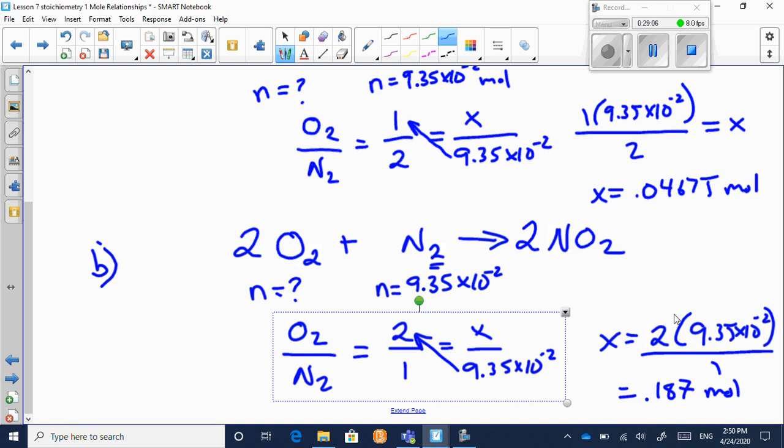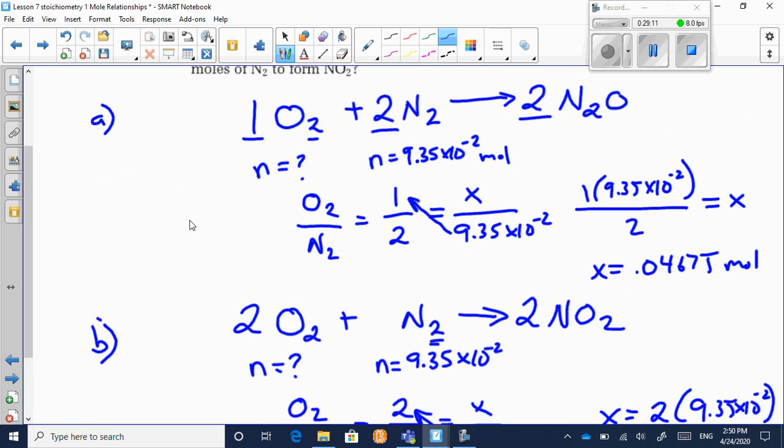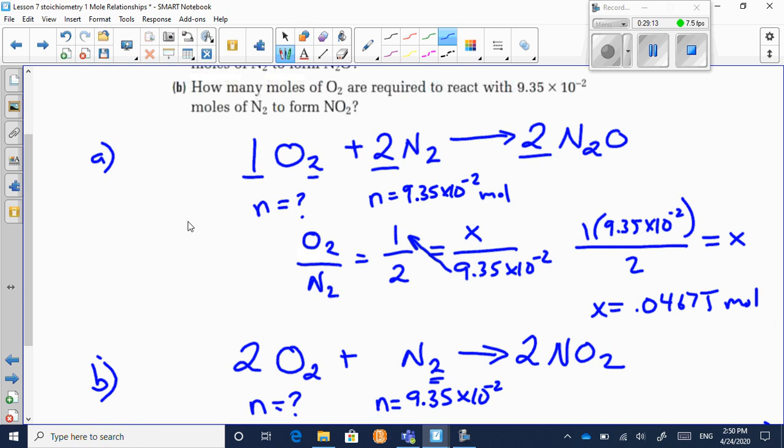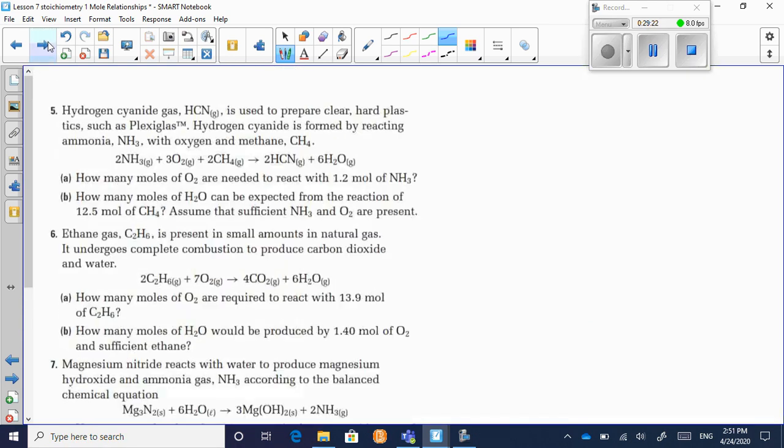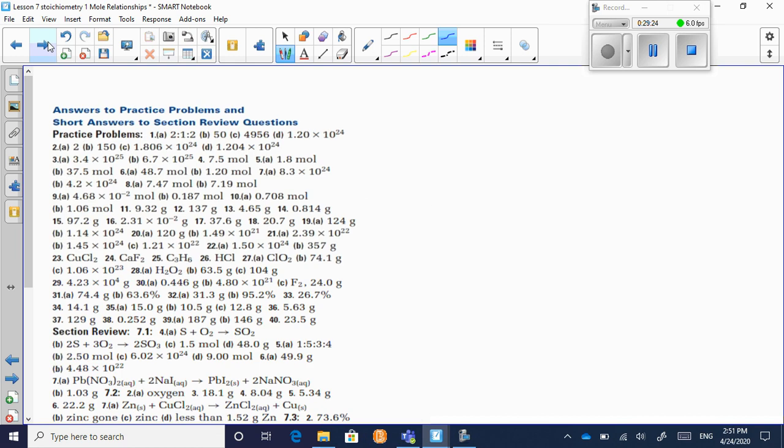Okay, so today's lesson was all about using these ratios, pulling the ratio from the balanced equation and using that to determine some other count that we require. I've put your homework questions on the file, and I've put the answers here. Please give those a shot and let me know if you have any questions.